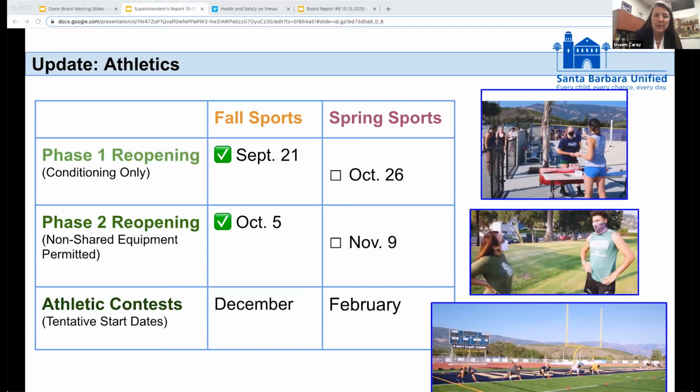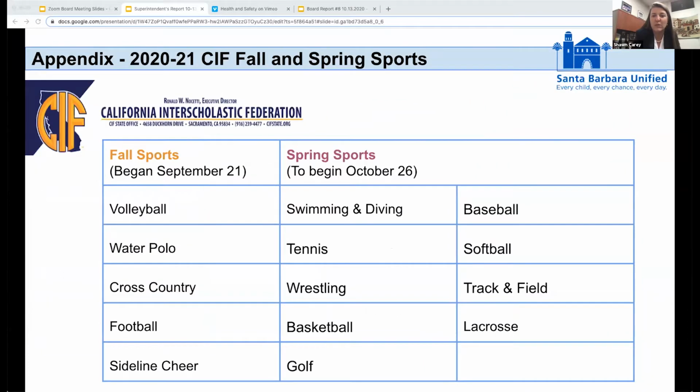CIF, just as a reminder for folks, CIF has designated which sports this year fall into the fall and spring seasons, and has also designated athletic contest dates. But we are watching local conditions and waiting to see what further guidance we will get. The next slide is just a clarification of which sports have been designated this particular year and uniquely as fall sports and spring sports.